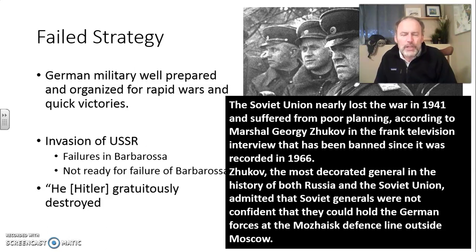Zhukov, the most decorated general in the history of both Russia and the Soviet Union, admitted that Soviet generals were not confident and that they could not hold the German forces at the Mozhaysk defense line outside Moscow. So if the Germans had really pushed, they would have fallen. We also want to realize that Hitler was constantly intervening and undermining his generals, and so that also caused major problems.